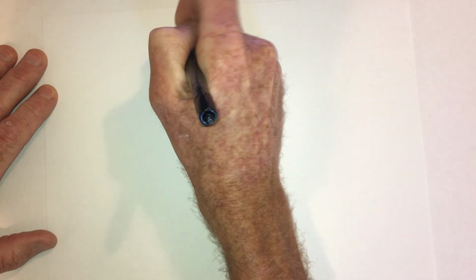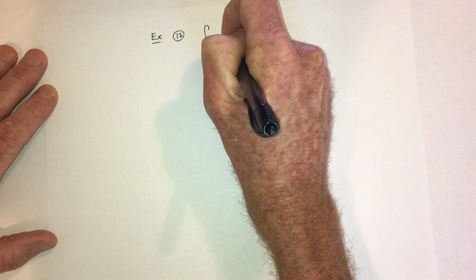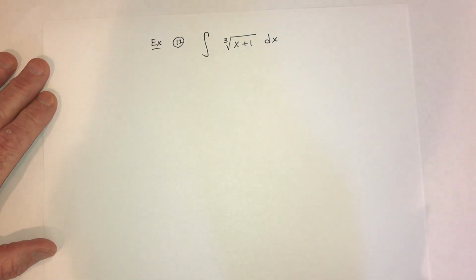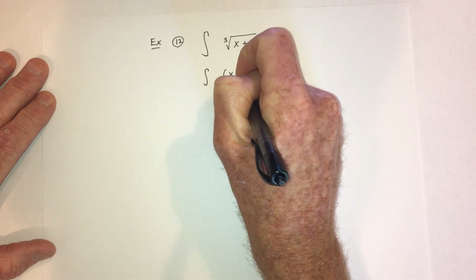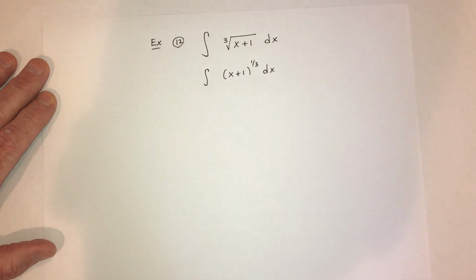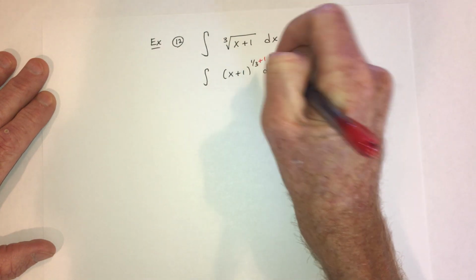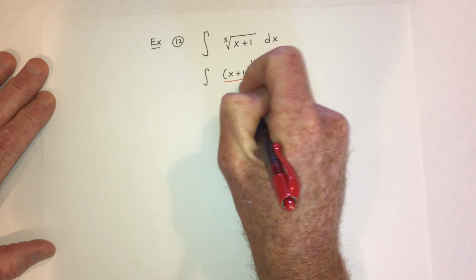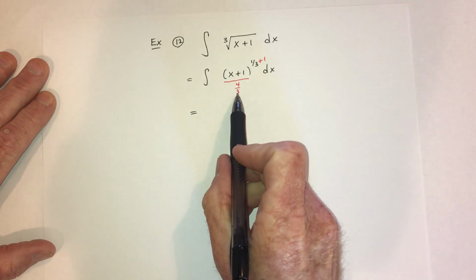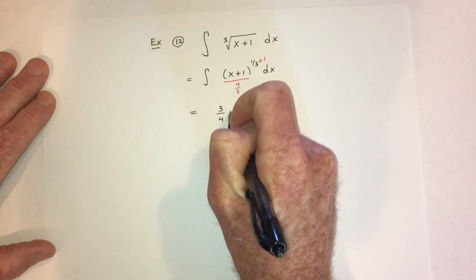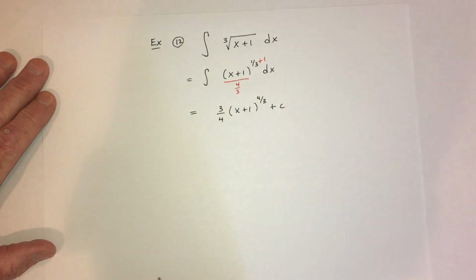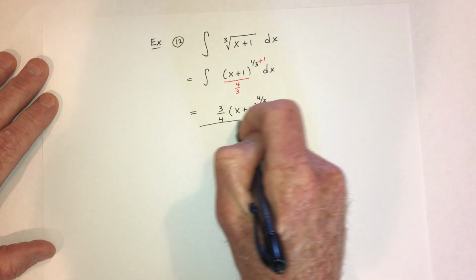So for example number 12, find the antiderivative for the third root of x plus 1. So to begin with, rewrite this one as x plus 1 is raised to the 1/3. And then add 1 to the exponent. And a 1 plus a third is 4/3, so then divide by 4/3. So when you divide by a fraction, that means invert and multiply. And then it's raised to the 4/3, throw on a plus c, and it's finished.